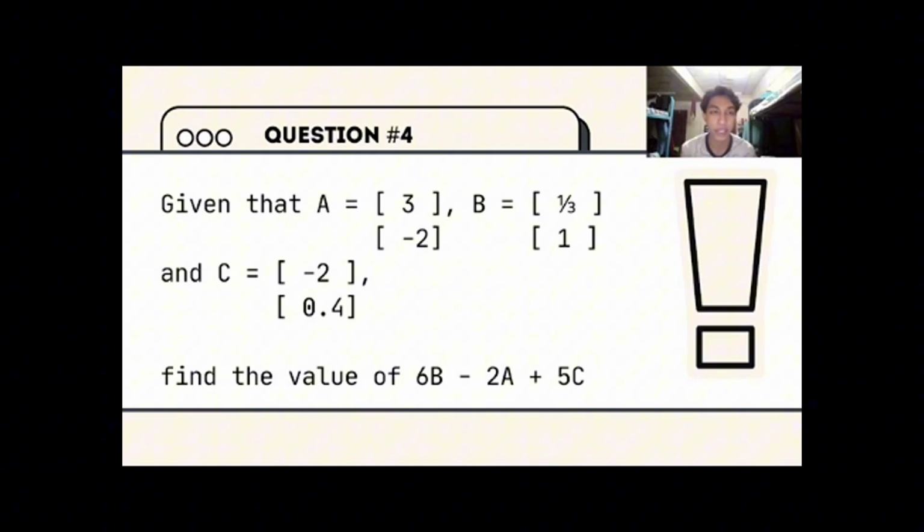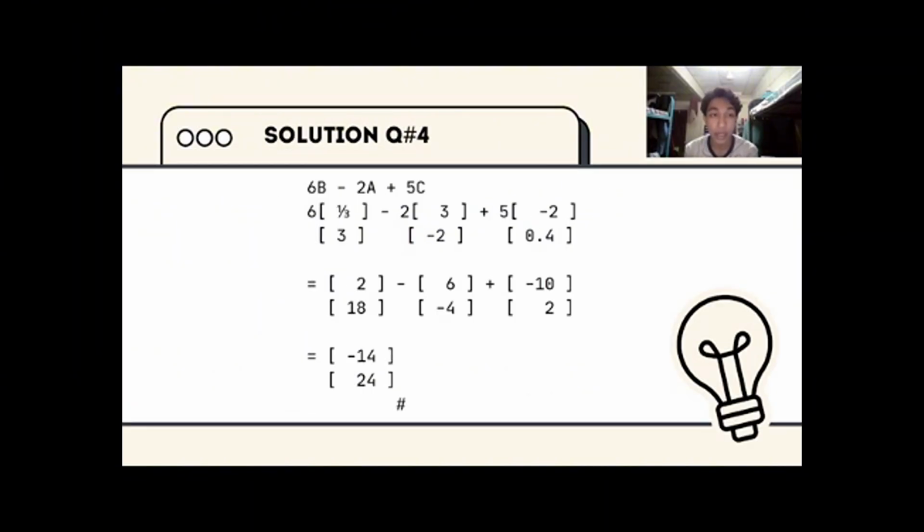Okay, the next question is question 4, the last question. Given that A equals 3, negative 2, B equals 1/3, 1, and C equals negative 2, 0.4. Find the value of 6B minus 2A plus 5C. Negative, we can also call it minus.